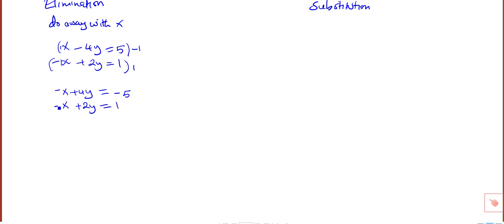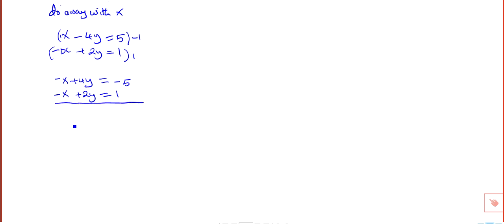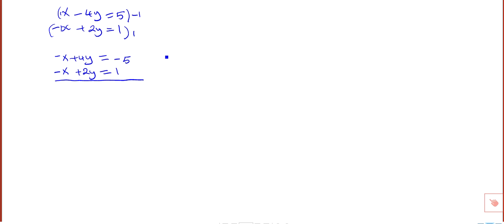Now from here, when I want to eliminate x, first of all I ask myself, if I add my new equation 1 with my new equation 2, then I shall have -x plus -x, which is -2x. So I shall not have eliminated x if I add. What I need to do is subtract. For me to eliminate x, I need to subtract.